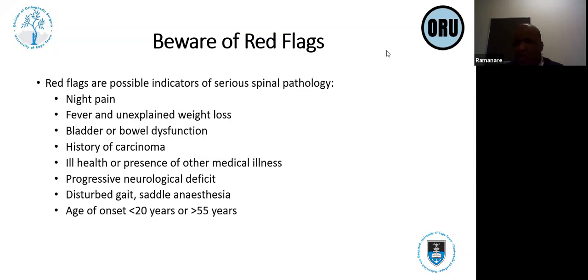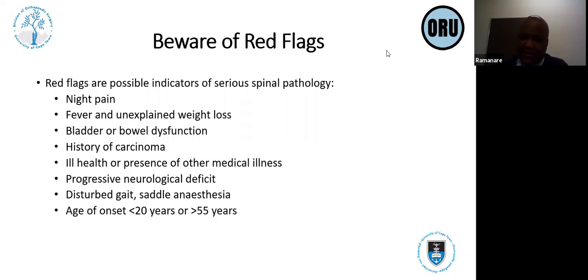A history of carcinoma or family history of carcinoma, always worry, because we know cancer likes to spread to the spine, and you always have to be aware. If there's a history of carcinoma, look deeper for the cause of this pain. Ill health and presence of other medical illnesses, like you've got your patient who we've got now with pneumonia, and they've been in the hospital with pneumonia. They can get infections, spinal infections.